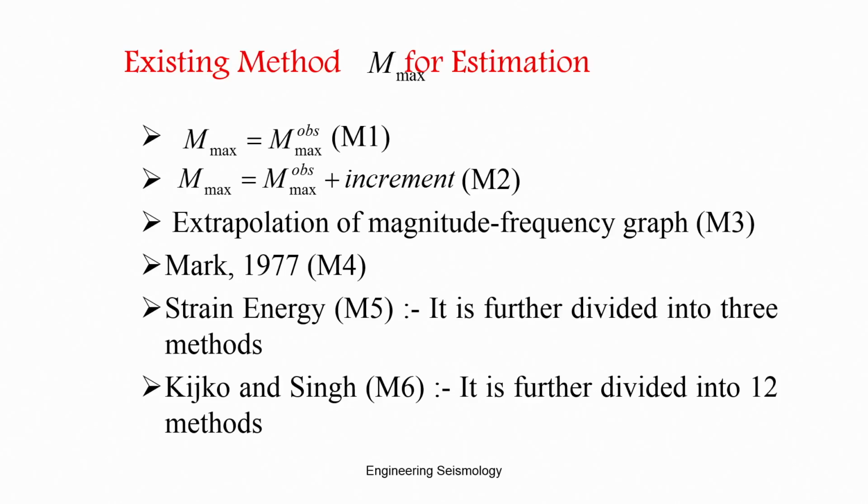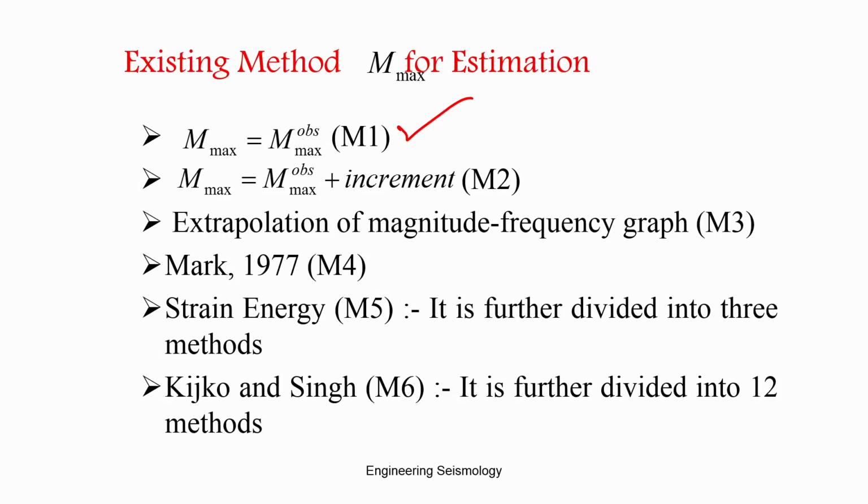So what are the methods by which M max is estimated in general? Generally people take M max as the maximum observed magnitude in the region. That is called method 1. The observed magnitude is taken as the maximum M max. So that is one way you can do it. But if you have a very short catalog, this will lead to a very low M max value for the future design.